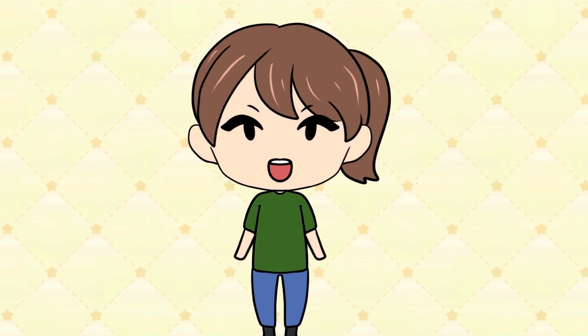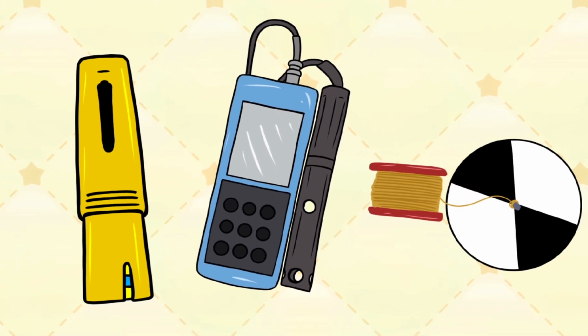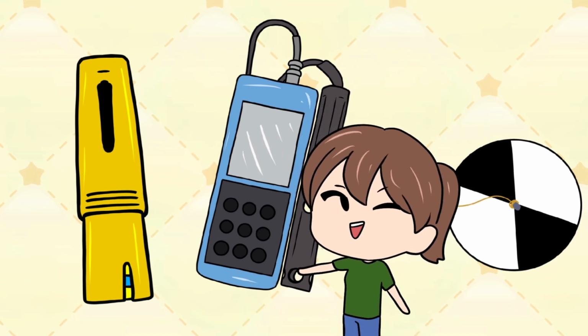For a little brain teaser, can you name the instruments presented on the screen? The instruments flashed on the screen are used to determine different physical parameters in a freshwater body. We will go by them one by one for us to get familiar.